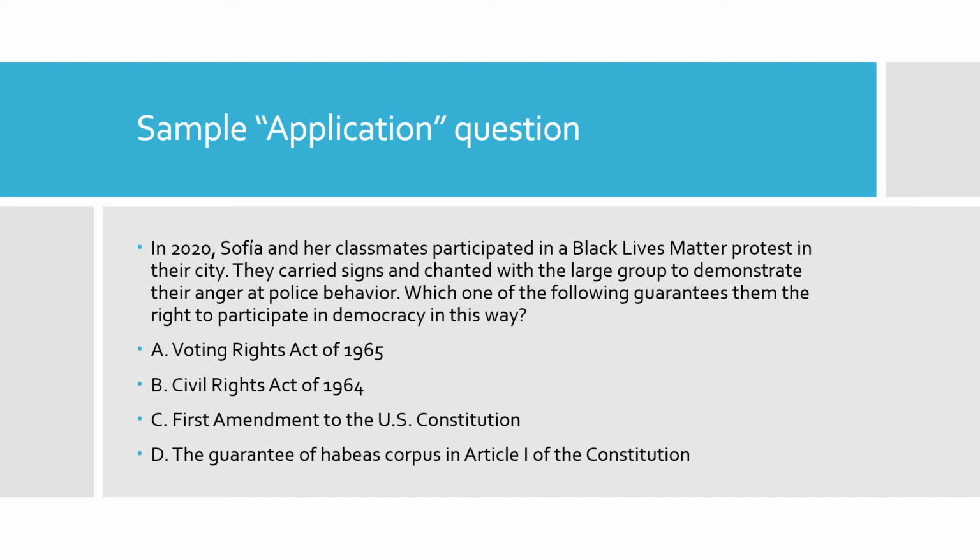In order to do well on this question, you would need to understand all of the four options as well as be able to apply them to Sophia's situation. The correct answer is C, the First Amendment to the U.S. Constitution. So if you understood the First Amendment and understood that part of the civil liberties question section in the textbook, you'd be able to come up with the right answer. But notice it's not just a definition of what the First Amendment is.